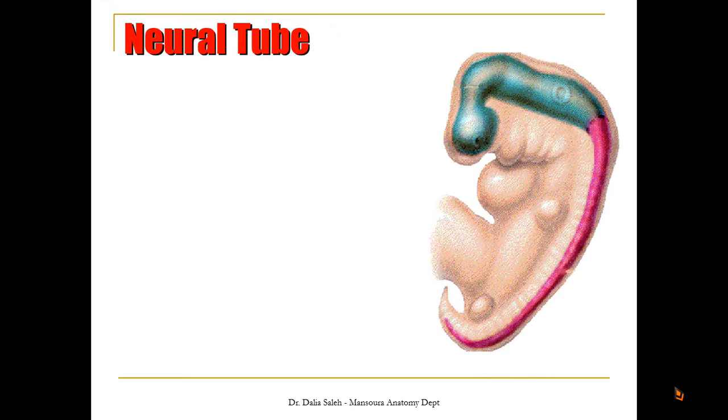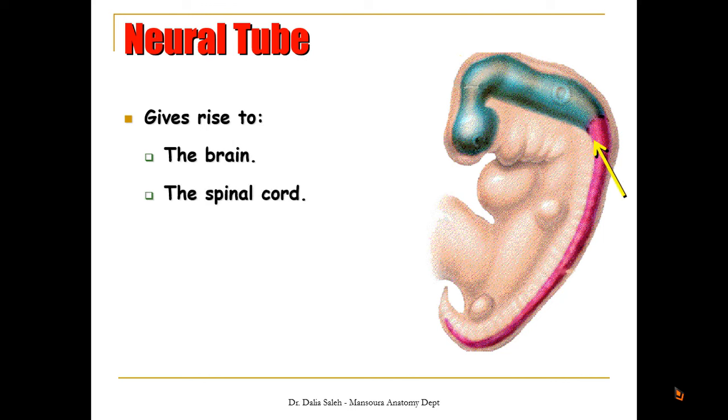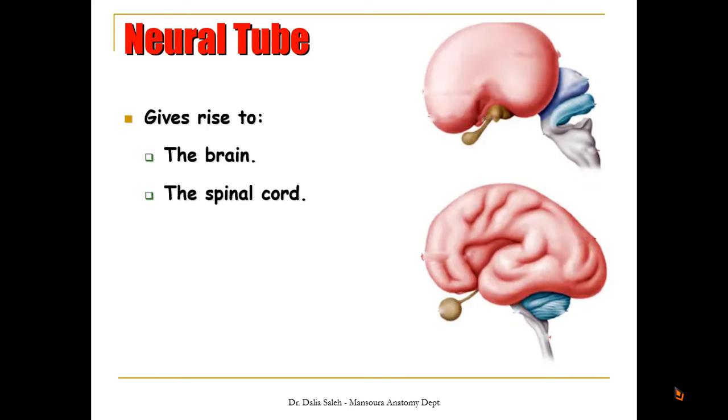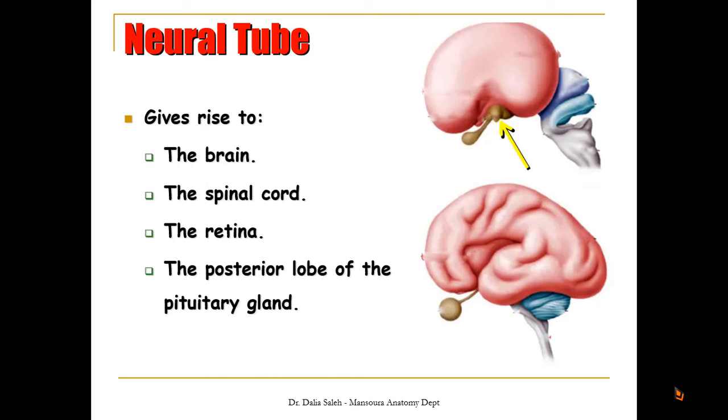This is a side view of the embryo. You can see that the neural tube will give rise to the following: the brain from its cranial part, the spinal cord from its caudal part. This is the brain, this is the cerebellum, this is the brainstem, and the spinal cord will be attached to it caudally. So you can see from the undersurface of the brain, another extension of the optic nerve and the retina of the eye will develop. And also the posterior lobe of the pituitary gland.